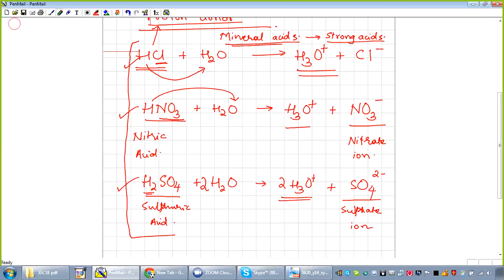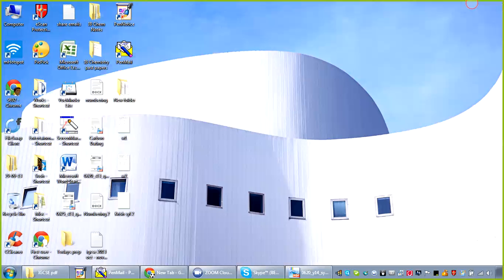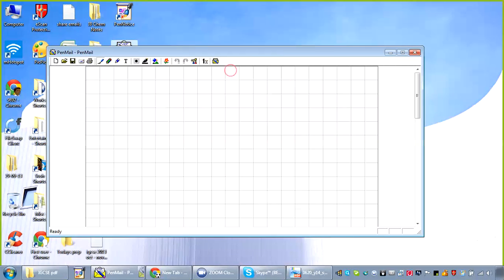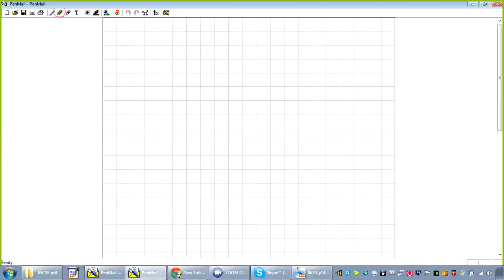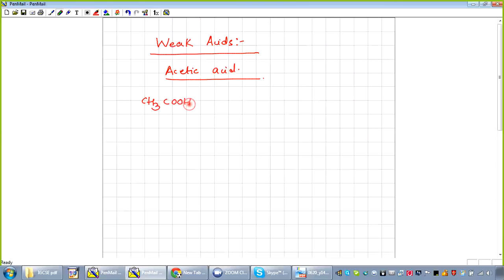Okay, just one sec. We come to what will be weak acids. First, I'll just take the examples. Okay, acetic acid. The formula of acetic acid is CH3COOH. In organic chemistry, later we'll do it, it's called as ethanoic acid.